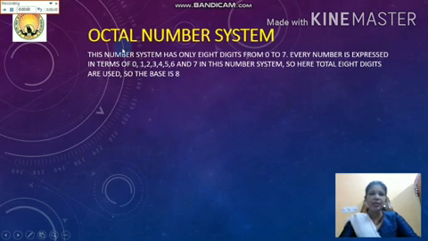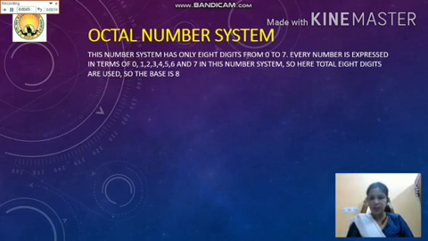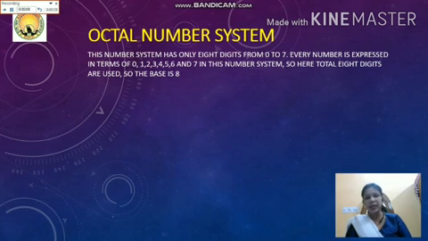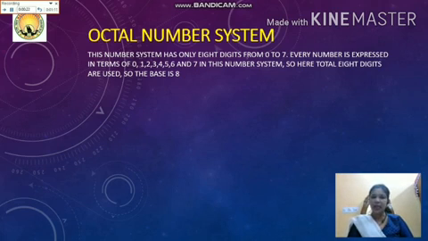First I'm going to discuss the octal number system. Here we are using the digits from 0 to 7, and the total number of digits in this number system is 8. As already told, in any number system, the number of digits used determines the radix or base of that number system. So how many digits are used here? 8. So the base of this number system is 8.